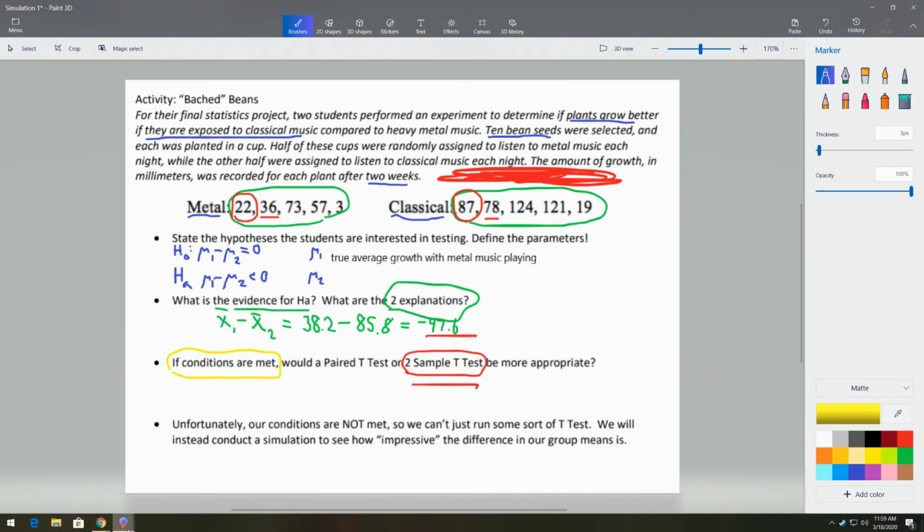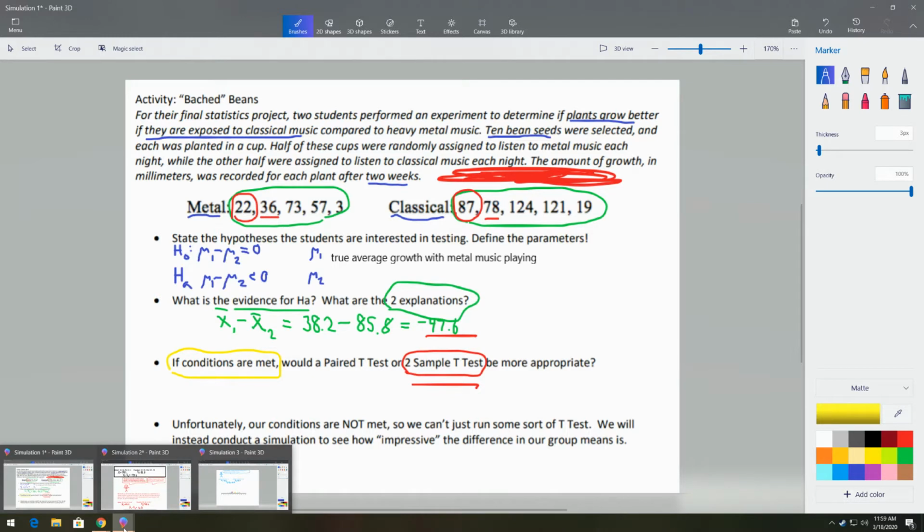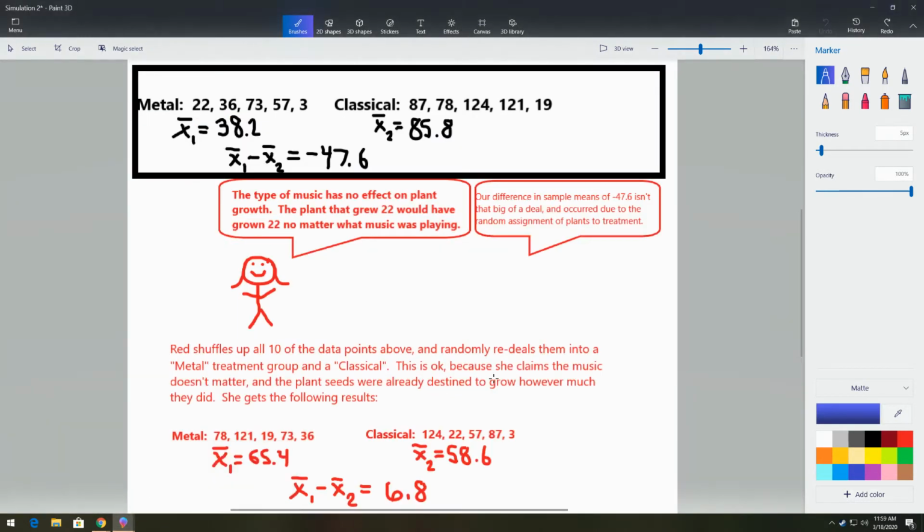So instead, what we're going to end up doing is running a simulation on the problem and trying to figure out how significant our results are. I've got a really sweet illustration here using, again, Microsoft Paint. Up top in black is basically our data that we got in real life. This is what the kids got when they ran their experiments.